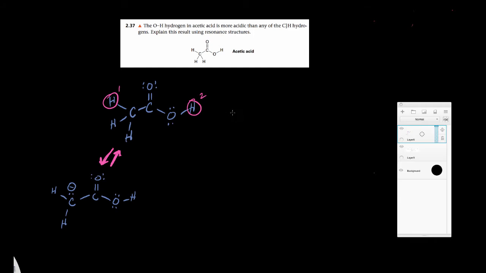So I'm going to pull off this proton, proton number 2. This is removing proton number 1, and this is removing proton number 2 to make the conjugate base at that position. Here is what we get when we remove H2. We get this anion.